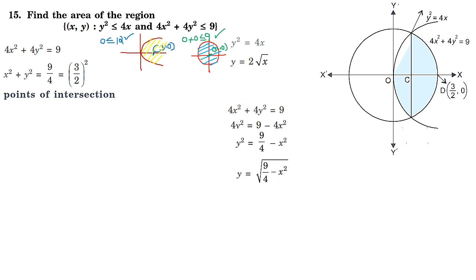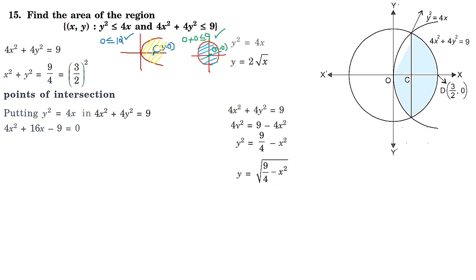Next, again we need to calculate the point of intersection, because you can see here, in one place it is meeting, and here also in one place it is meeting. We need to calculate the point of intersection of both the circle and the parabola. Y square equal to 4x, and the other one is 4x square plus 4y square equal to 9. Substitute one into the other.